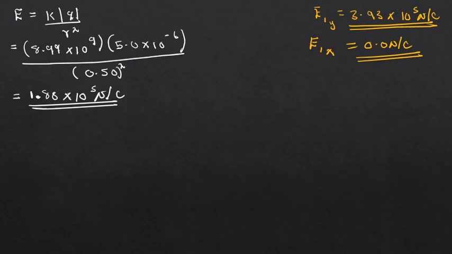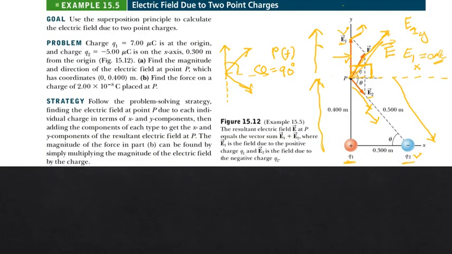Now, having done that, notice that Q2 has a vector in this direction, which we can call E2y, and a vector in this direction, which we can call E2x.